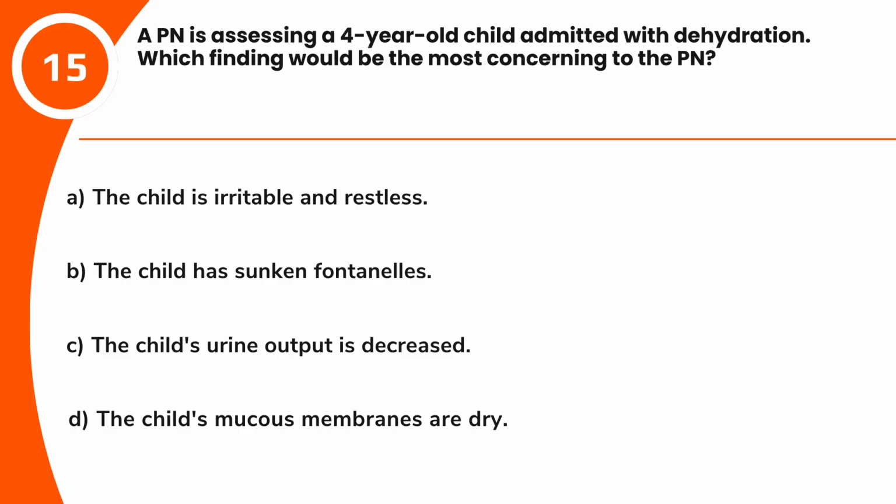Question 15. A PN is assessing a 4-year-old child admitted with dehydration. Which finding would be the most concerning to the PN? A. The child is irritable and restless. B. The child has sunken fontanelles. C. The child's urine output is decreased. D. The child's mucous membranes are dry.